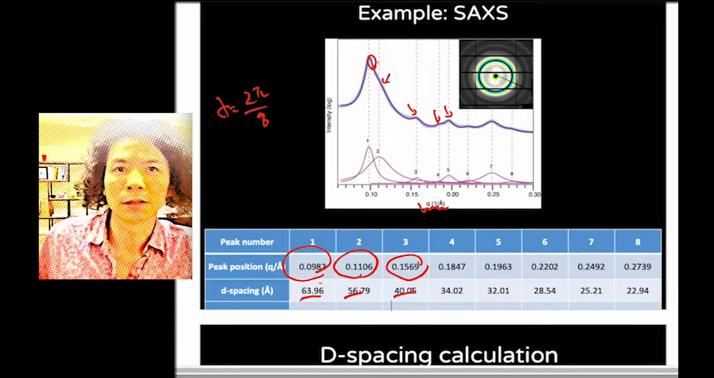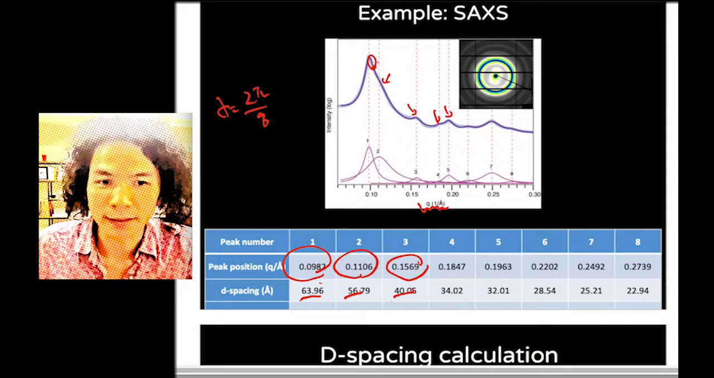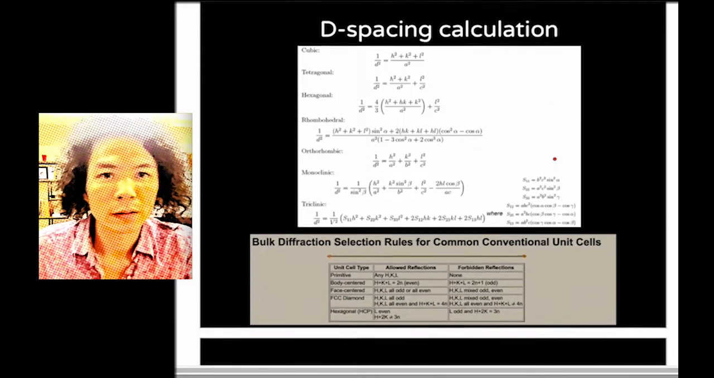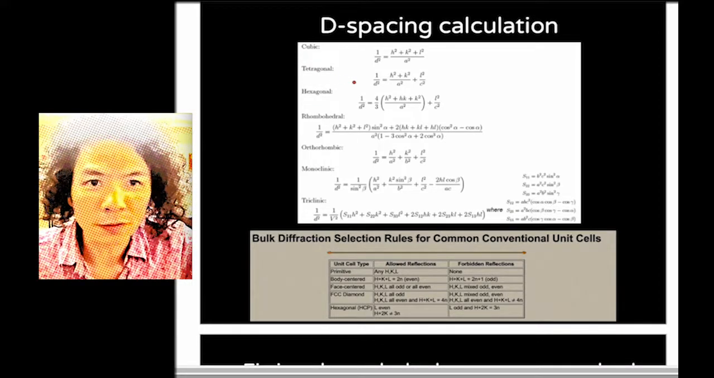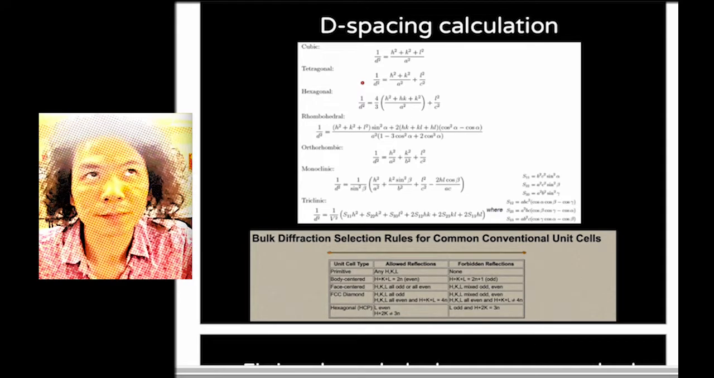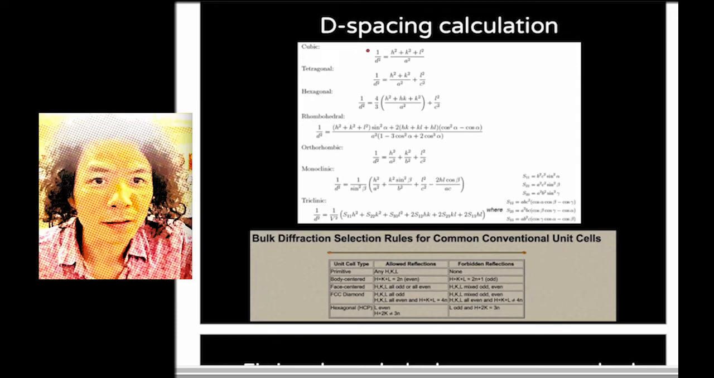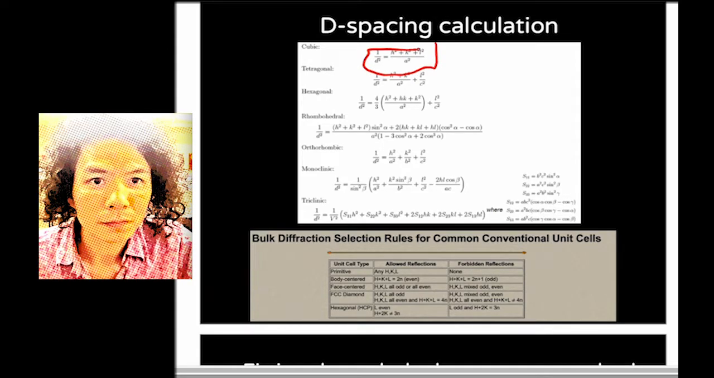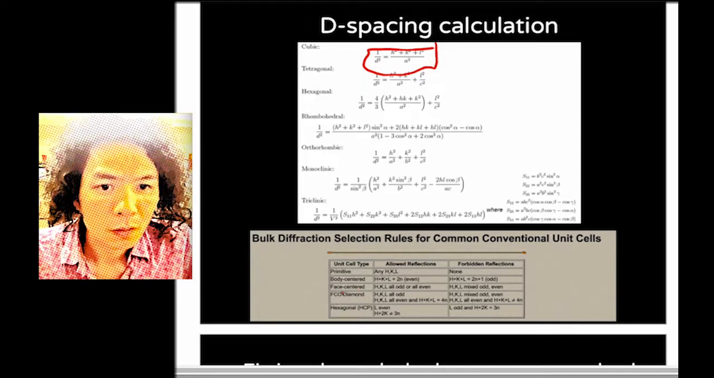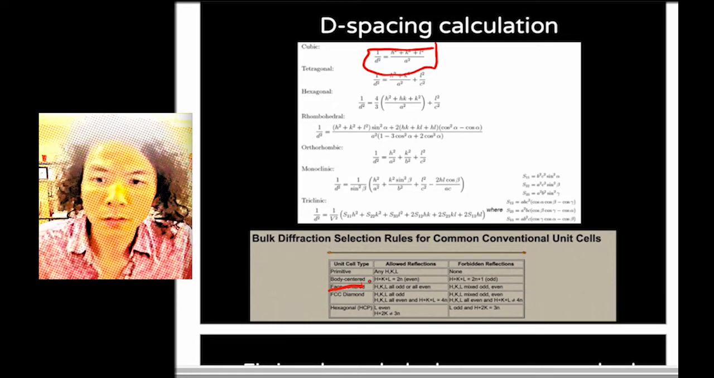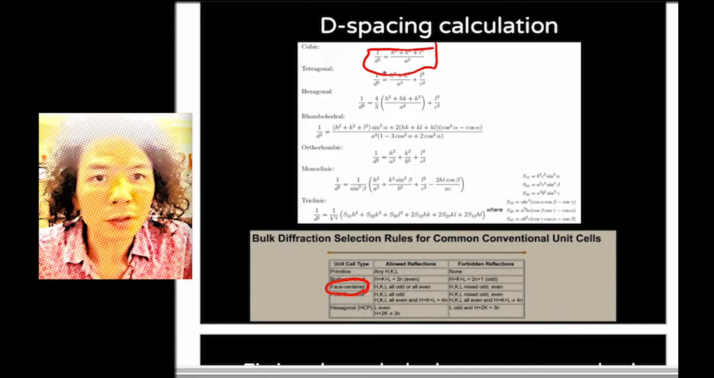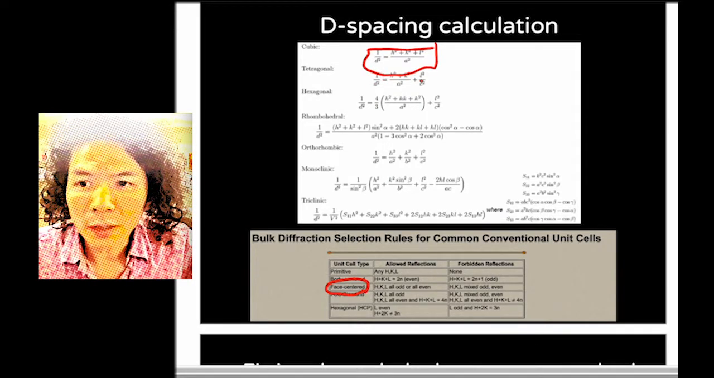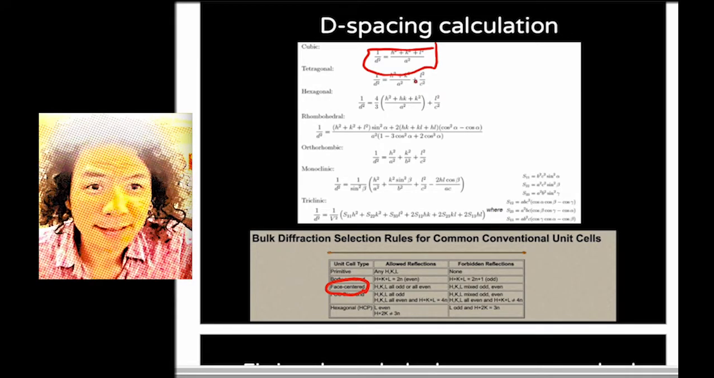So the third thing you need to know is how to calculate the D spacing. FCC is one of the easiest examples. I listed several equations to calculate the D spacing, and FCC is face-centered cubic. So this is the cubic system, and there is a selection rule. So this one. So in order to calculate the D spacing, the only parameter that you can change is this A.